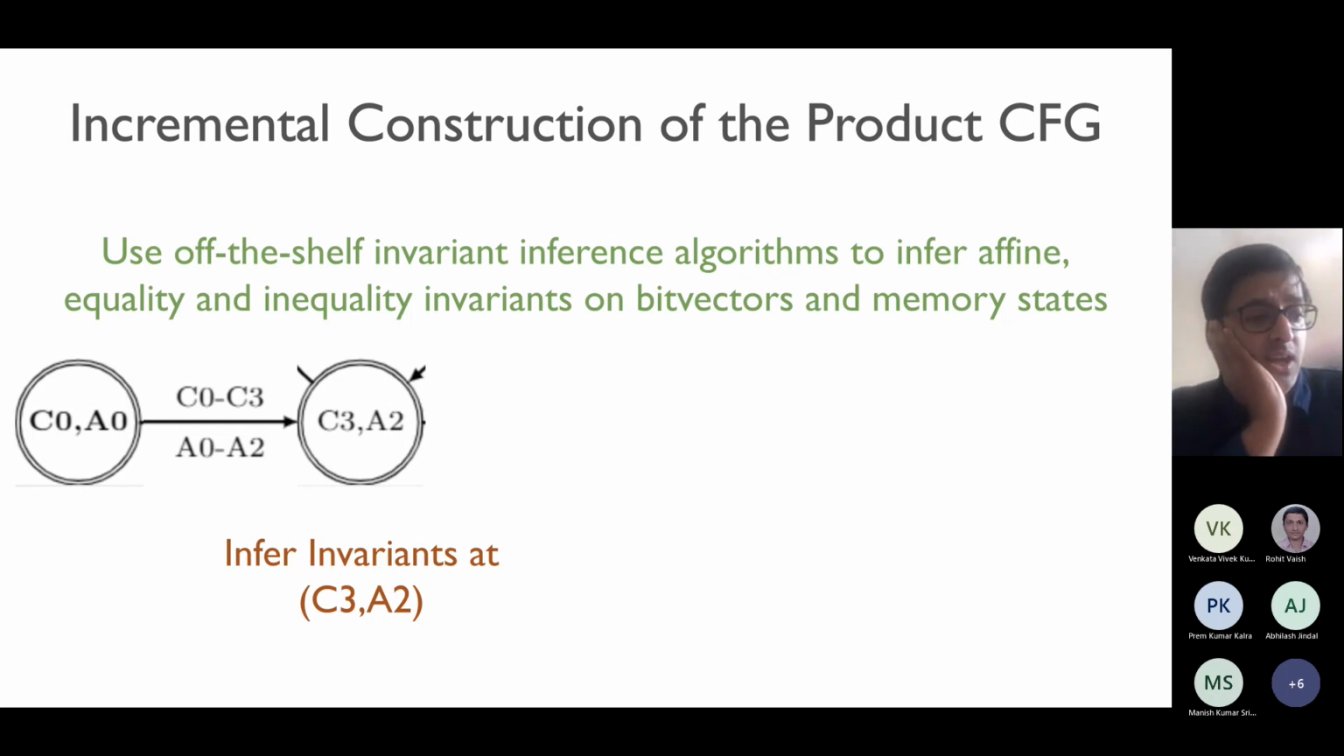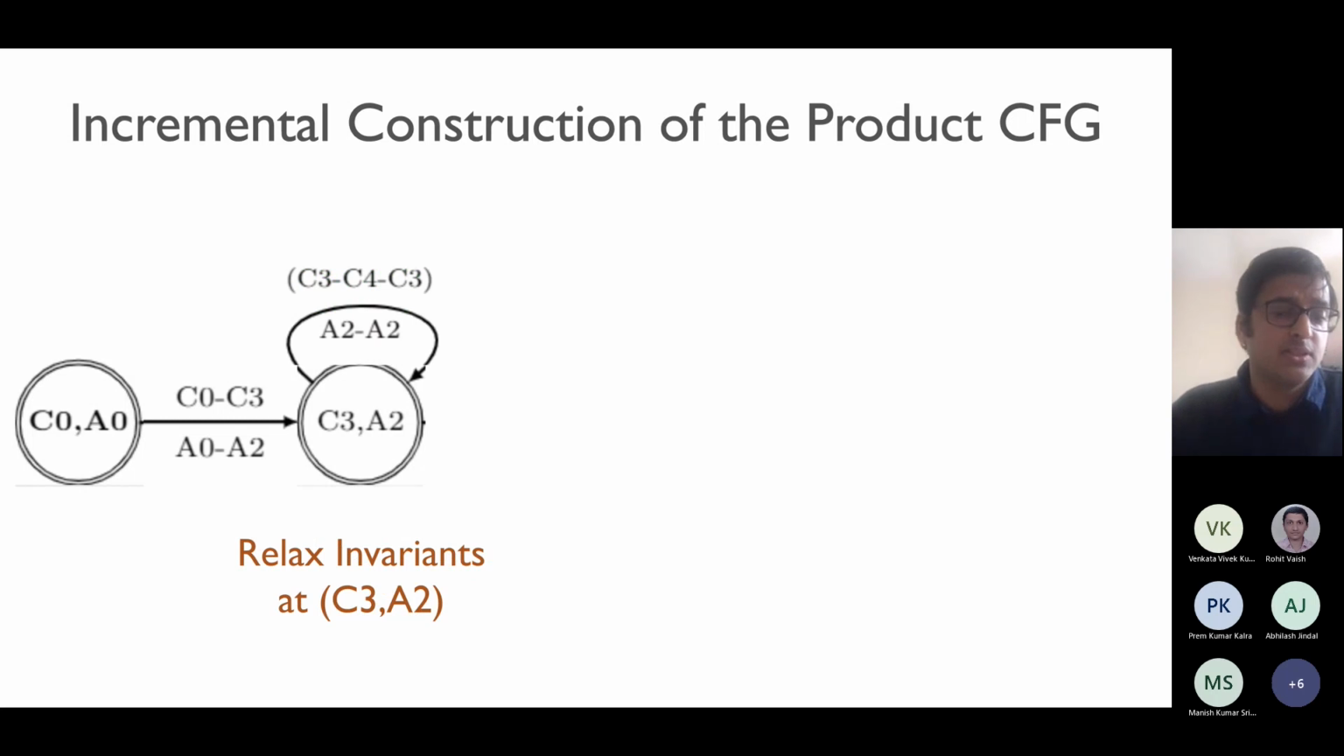Then after each correlation, we relax invariants at the destination node. So once we have done this kind of correlation, we figured this out somehow using the ranking procedure that I just explained, we use an off-the-shelf invariant inference algorithm to infer affine equality and inequality invariants on bit vectors and memory states. So we infer invariants at C3, A2. And then we correlate one loop iteration of the assembly loop. And now, because we have already inferred the relations at C3, A2, it helps us infer the relations across the next potential correlations, and then rank and so on. So that's how it works. It's an incremental construction process.